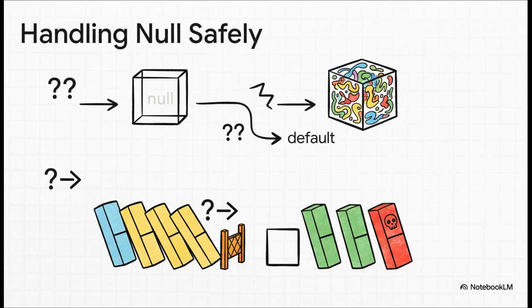And the null safe operator? Whoa, this thing is a lifesaver. If you're trying to use an object that might be null, this little operator prevents a crash by just stopping. It's a total game changer for writing code that doesn't break easily.